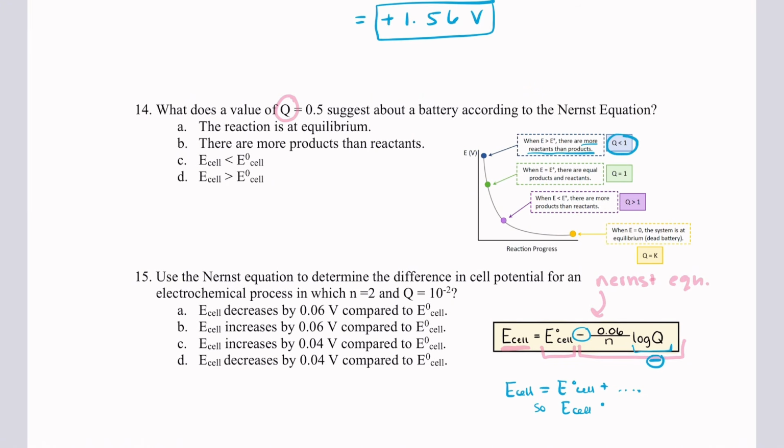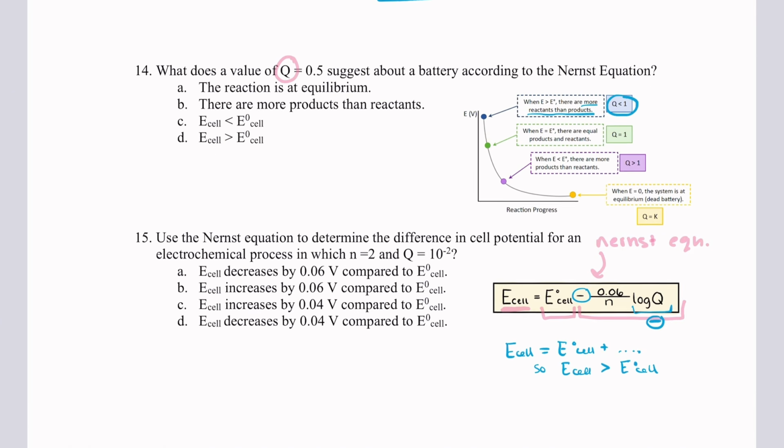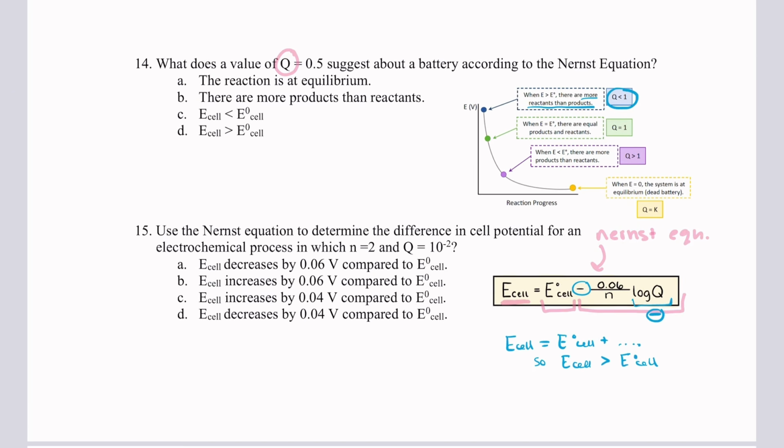This makes sense chemically. When there are more reactants available than products, the reaction has a stronger drive to move forward, which makes the battery produce a higher voltage than its standard rating. So a value of Q equals 0.5 means there are more reactants than products. And because of that, the actual cell potential is greater than the standard cell potential. Therefore, the correct conclusion is that E cell is greater than E naught cell, which is answer choice D.